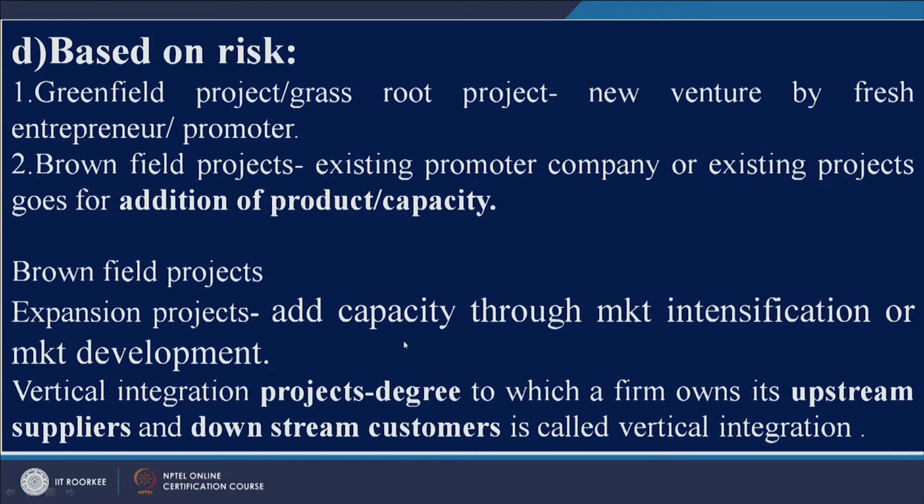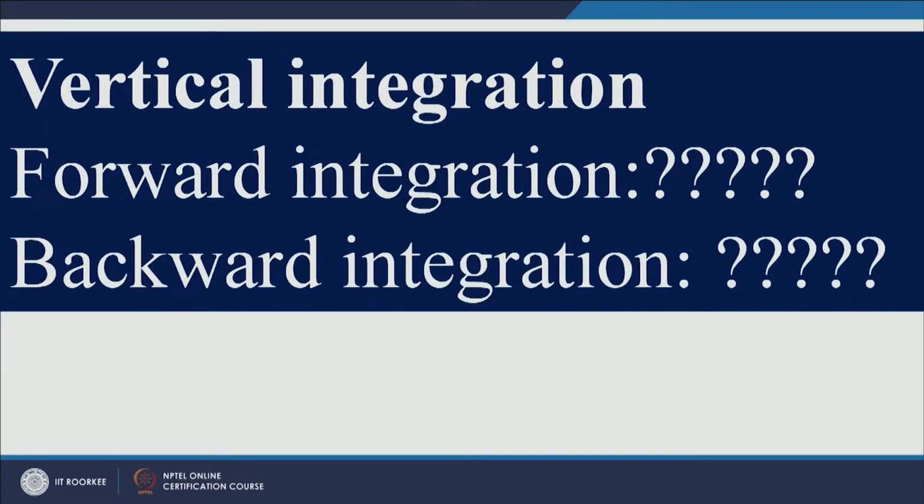So, let us talk about what is vertical integration. Vertical integration means how closely you are associated with your upstreams and downstreams. So, the degree of association with your supply chain partners, and it can be in upward direction, it can be in downward direction. If you are interested in the definition, vertical integration projects are the degree to which a firm owns its upstream suppliers and downstream customers. So, we will see what are the examples of vertical integration. Vertical integration can be forward or it can be backward. Can you think of any example of forward and backward integration? Just for 2 seconds.